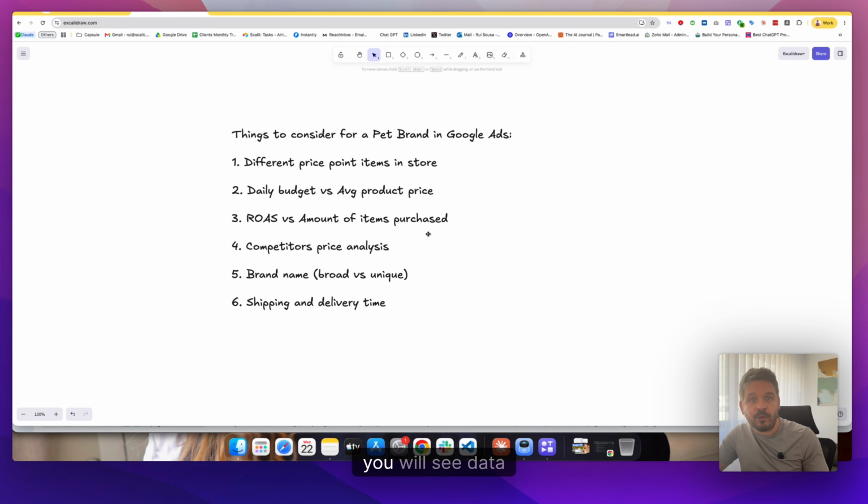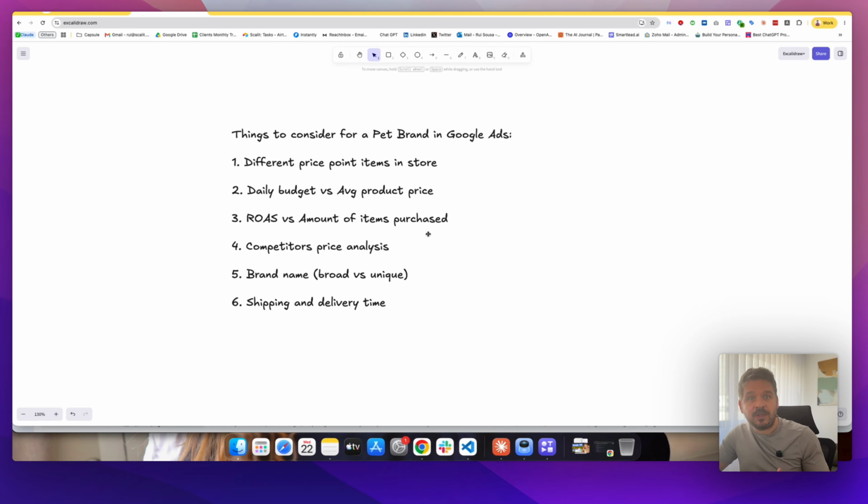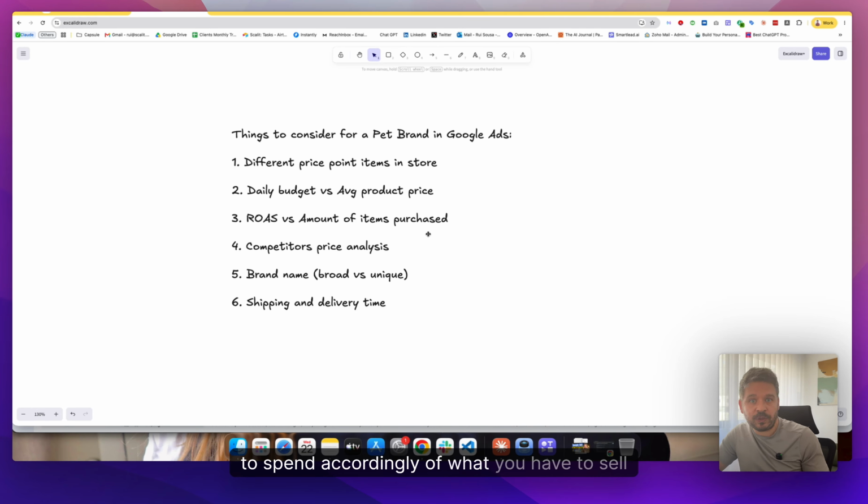Why? Because you will see data faster and in a short period of time, which allows you to make better and faster decisions on whether it's working or not. You don't want to wait a month or 2 weeks to decide if something is working. So it's better to spend according to what you have to sell rather than put in $5 for the sake of it and take forever to see if it works or not.